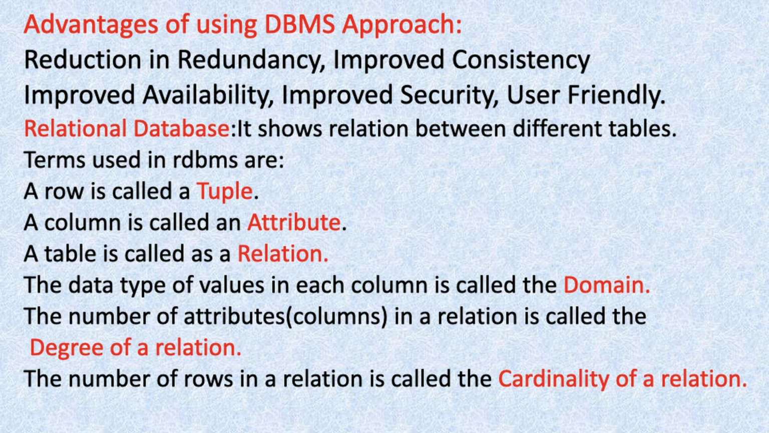There are some terms used in relational database. A row is called a tuple. A column is called an attribute. A table is called a relation. There is degree of relation, which is the number of columns in a table. The number of rows in a relation is called cardinality.